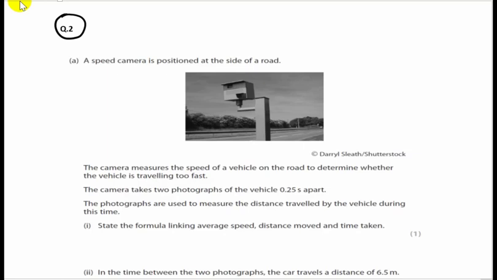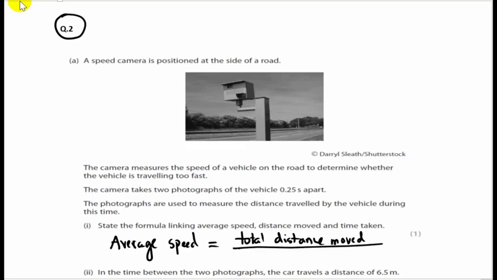State the formula linking average speed, distance moved, and time taken. Average speed equals total distance moved divided by time taken.